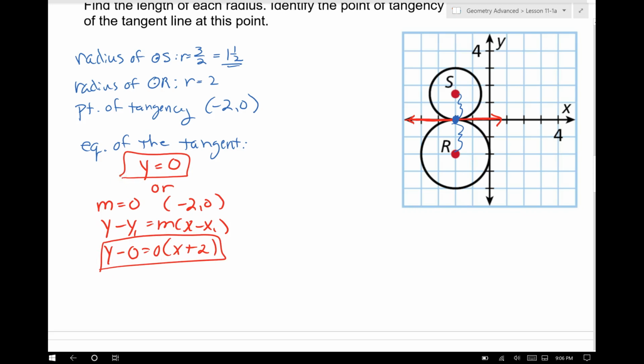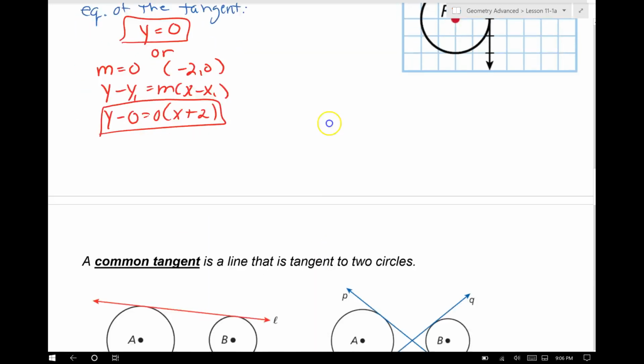Actually, it is very valid. But remember, you have a horizontal line, so it's y equals. If I had a vertical line, it would be x equals whatever your x coordinate is. So just kind of remember those. All right, some other terms.